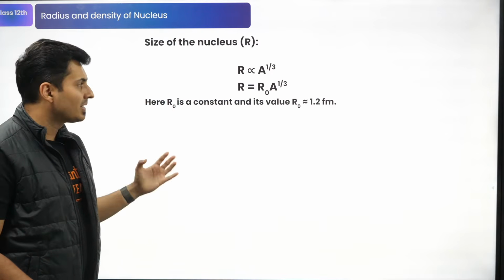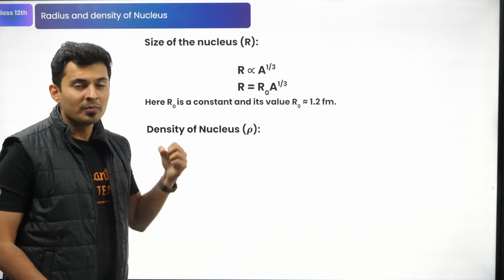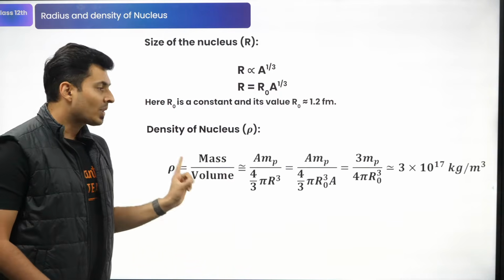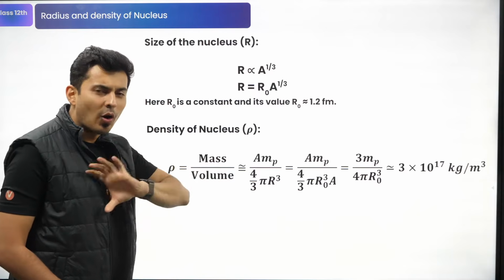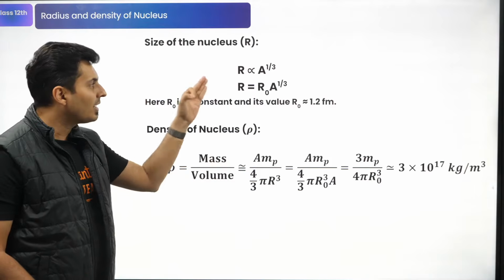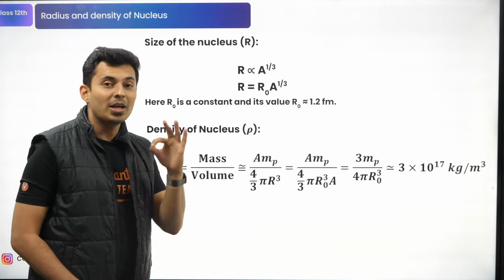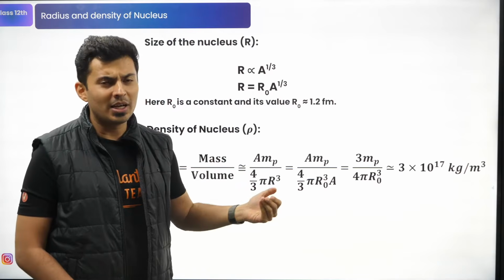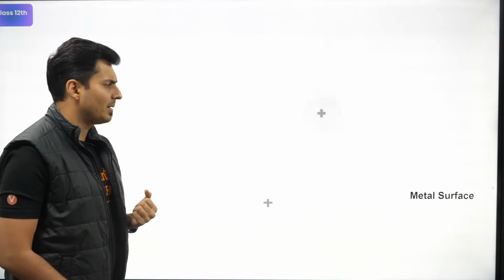And the best part is, if you find out the volume and also divide mass with the volume, you will get the density. And the density of all the elements comes out roughly the same. It comes out independent of the atomic mass number, something that you should be aware of and that has also been asked in many of the competitive exams.